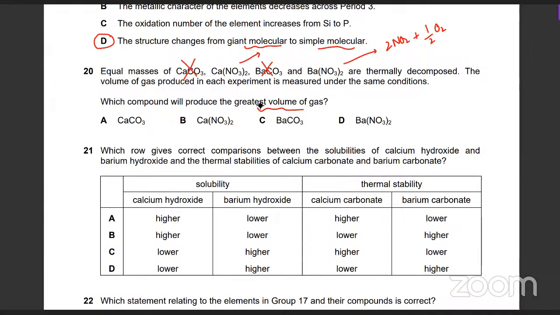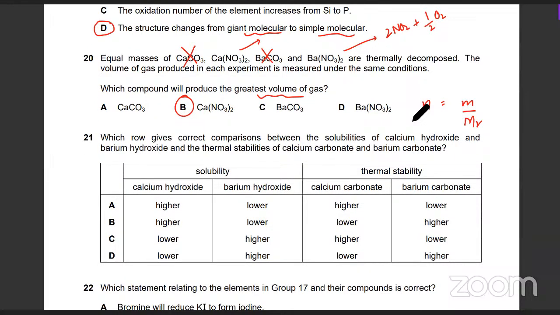So you're left with calcium nitrate and barium nitrate, and they're both thermally decomposed. So equal masses: when the mass is the same, who's going to have more moles? Lesser Mr or more Mr? If there are more moles, then it has to be less Mr. Yeah, it's inversely proportional to Mr, right? So it's going to be calcium nitrate. That's the answer. Nitrates produce more gas, and calcium nitrate has a lower Mr compared to barium nitrate, so it has more moles and will produce more moles of gas as well. Is that clear? Yes, sir.